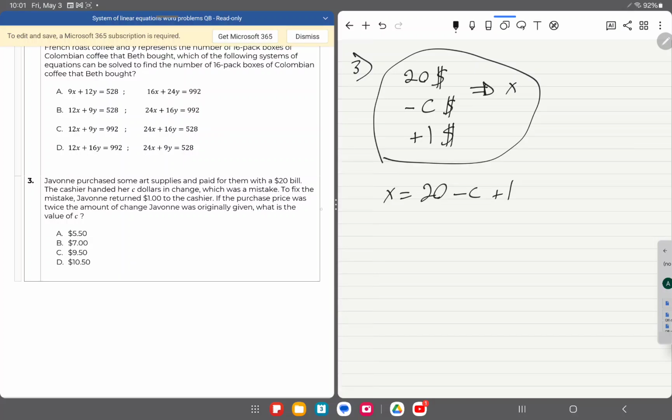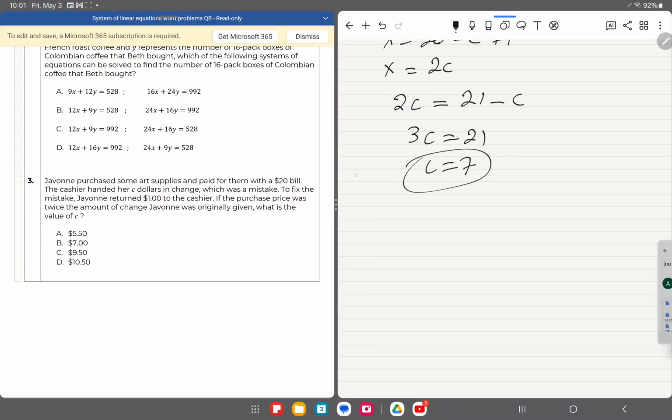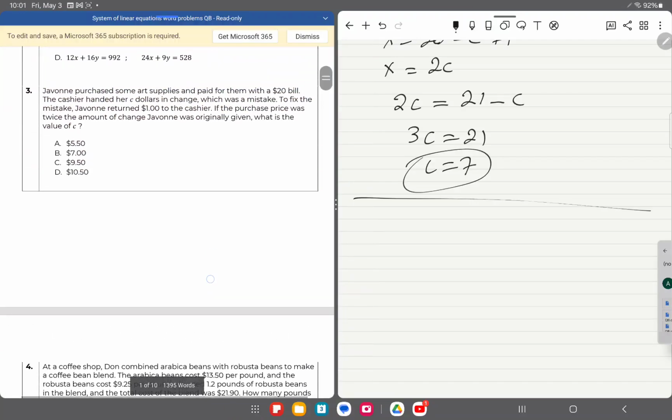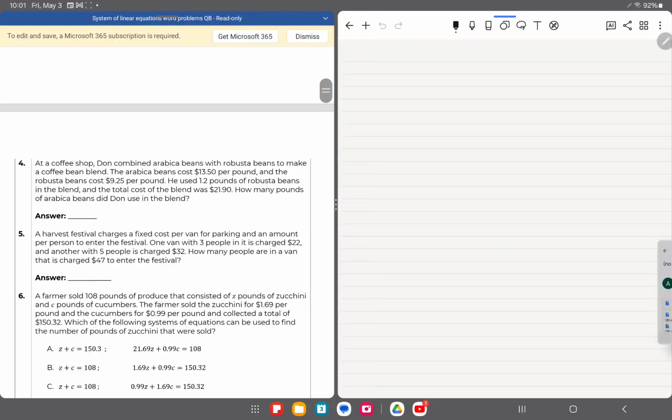Now, X is the purchase price, and as we said earlier, it's twice the amount of the change. So 2C is equal to 21 minus C. So 3C is equal to 21, and C is going to be equal to 7. This is how I think about this. So 7 is going to be B.